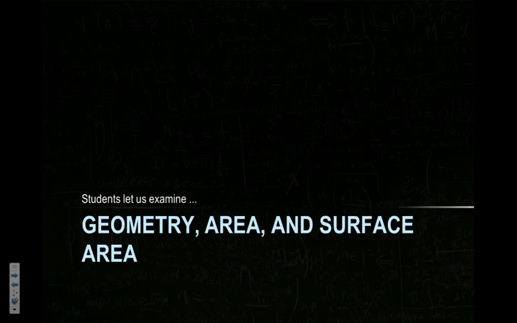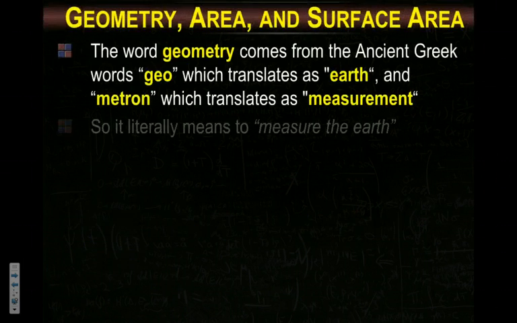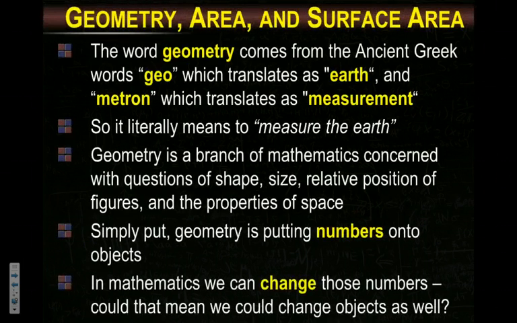Because when you think about the word geometry, what it actually means in ancient Greek is from the word geo, which translates as earth. That's why you have the study of geology. And metron, which translates as measurement. So it literally means measuring the earth. That's what geometry means. It's a branch of mathematics which looks at shape, size, position, and spatial proportions.